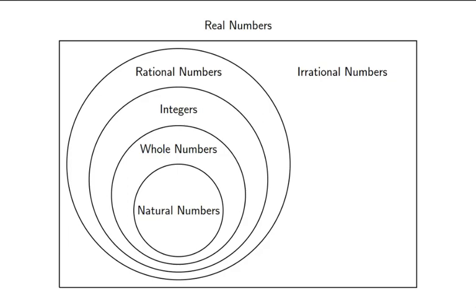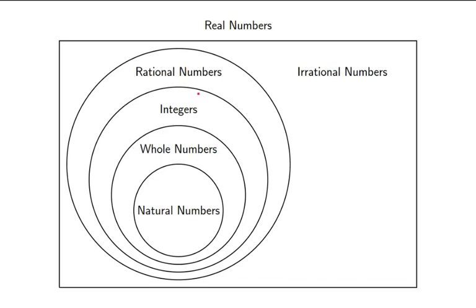So here's a little chart of how these numbers fit together. So the real numbers make up the entire box. Within the real numbers, we've got a circle representing the rational numbers. So they're a subset of the real numbers, but outside of the rational numbers are the irrational numbers. Remember, rational numbers are fractions, or decimals that terminate or repeat, and irrational numbers are the decimals that don't terminate and don't repeat. So rational and irrational make up the whole real number system.